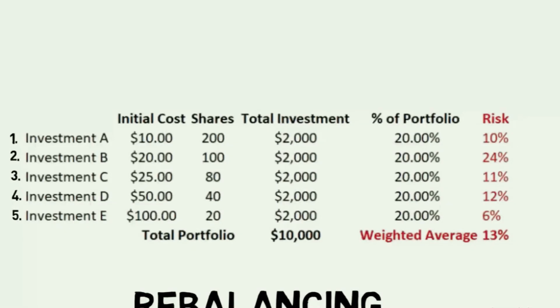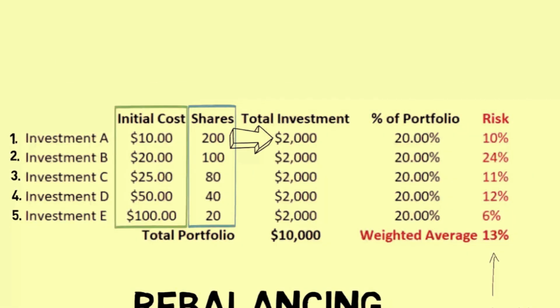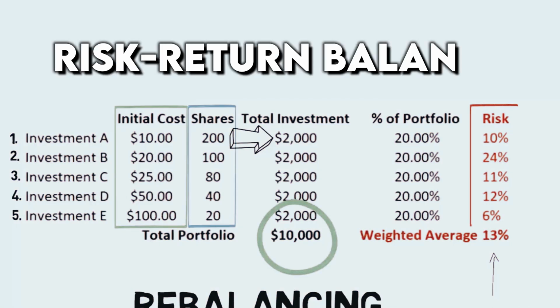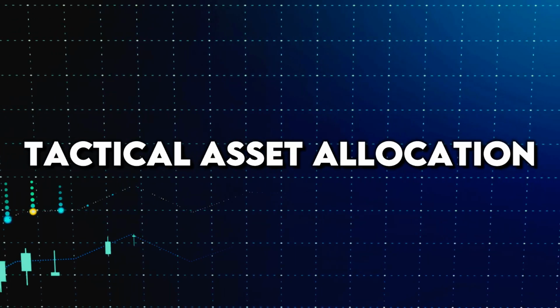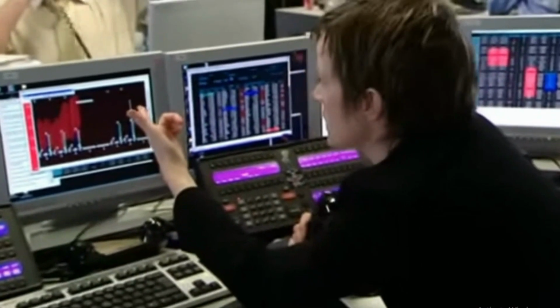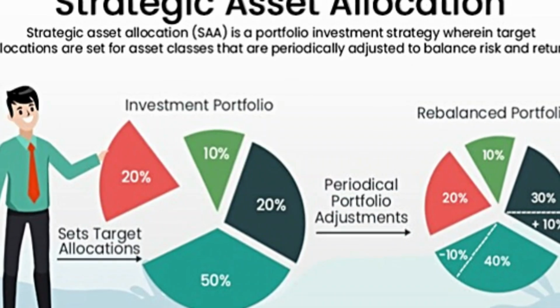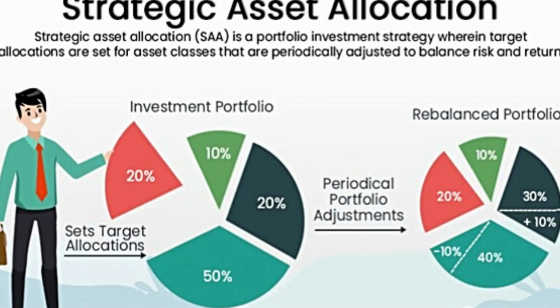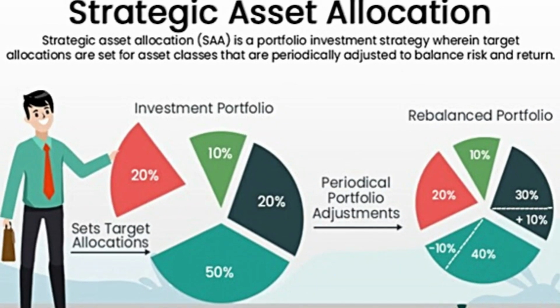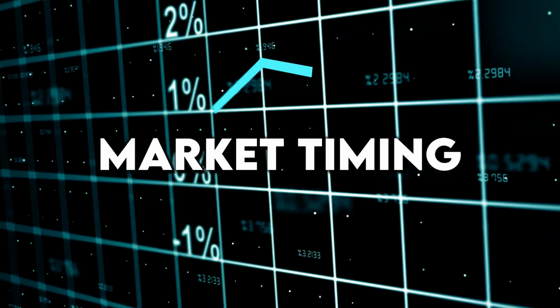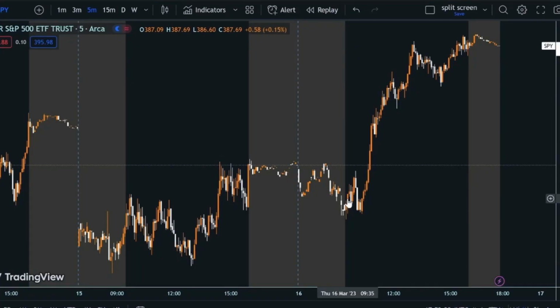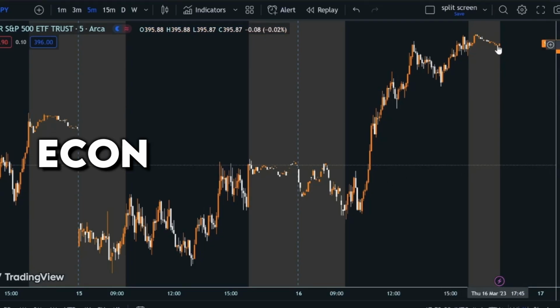Rebalancing. As asset values shift, periodic rebalancing realigns the portfolio with target allocations, maintaining the desired risk-return balance. Tactical asset allocation, TAA, allows investors to adjust portfolios based on short-term market conditions, unlike strategic asset allocation, SAA, which is focused on long-term goals. Market timing, TAA, involves making adjustments based on market signals like economic indicators or interest rates.